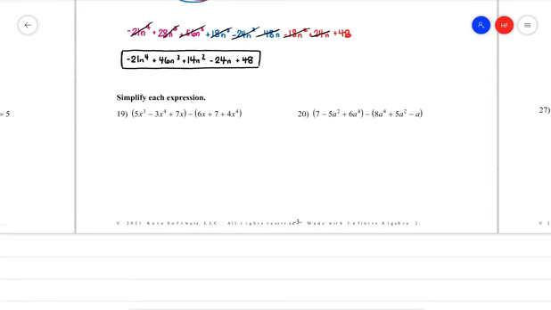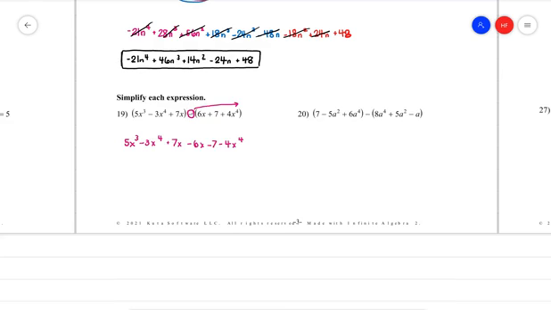In the next section, we have adding and subtracting. So we're going to simplify each expression. Whenever there's a minus in between, I know I have to change all of these signs. We'll drop the parentheses as we go. Change all their signs. And then we'll simplify by combining like terms and putting it in standard form.